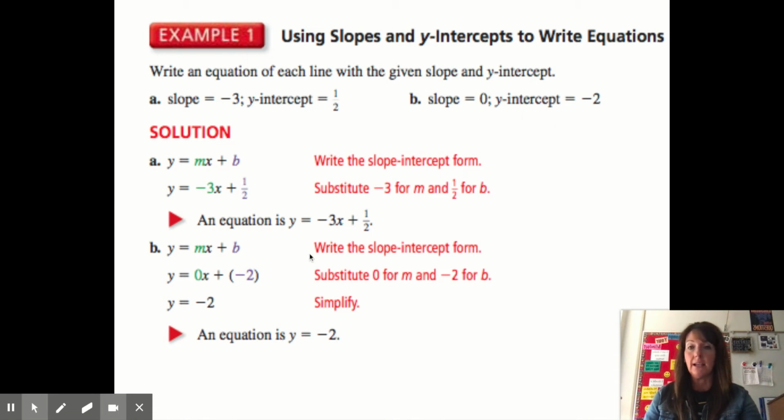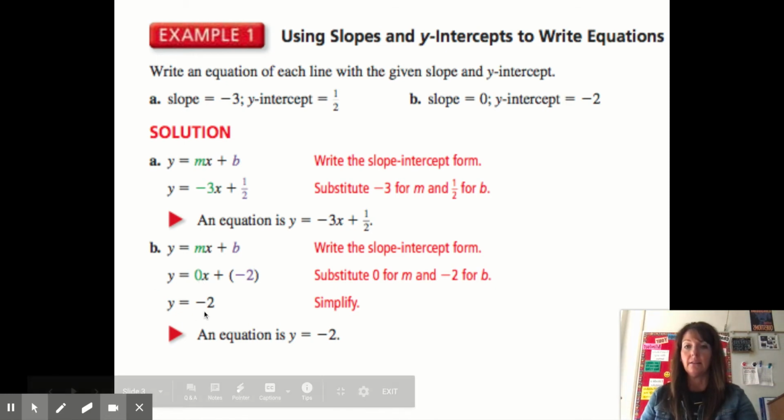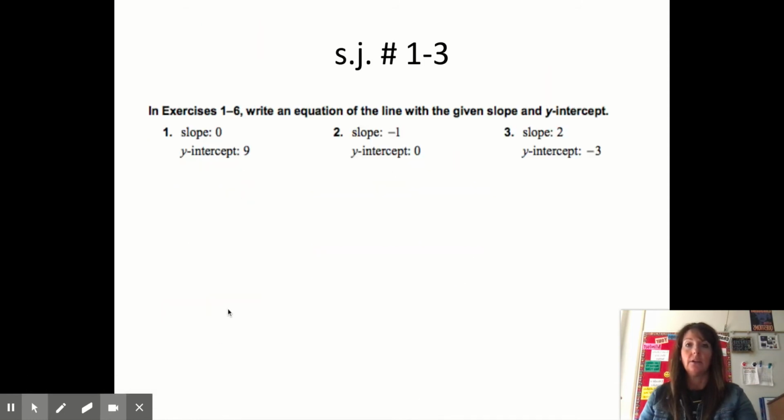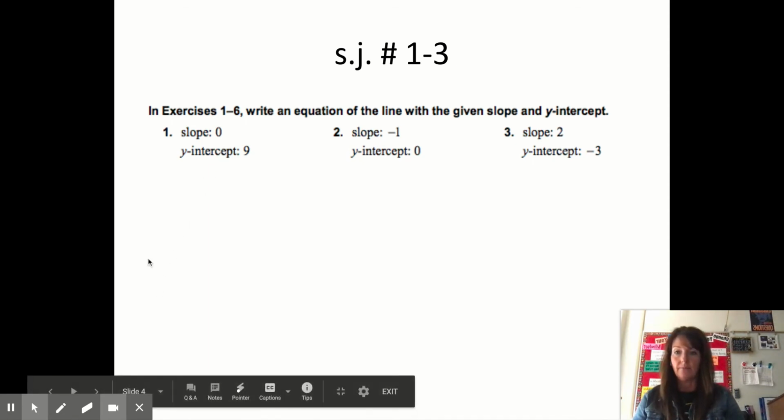The y-intercept is -2. So when you substitute in a 0 for x, anything times 0 is 0. So basically, we don't see the x in our final simplified equation. So we get y is equal to -2. So in your student journal, you'll find these on page 99. Let's give a couple of these a try.